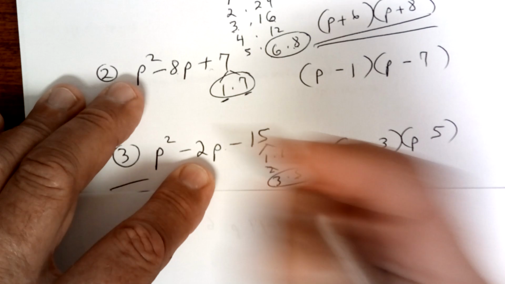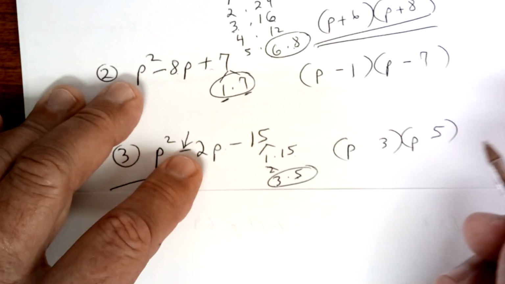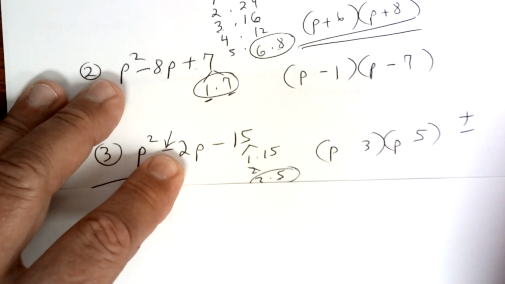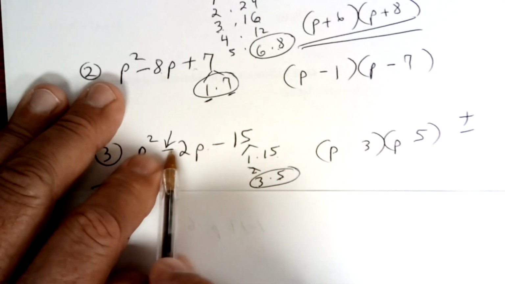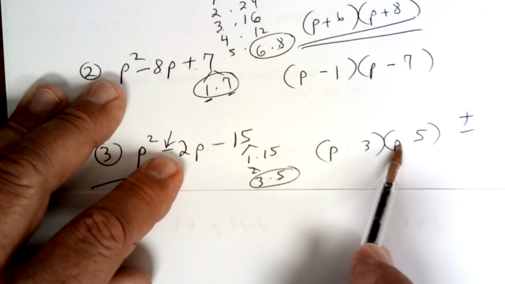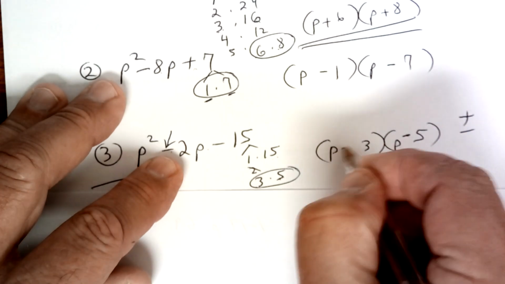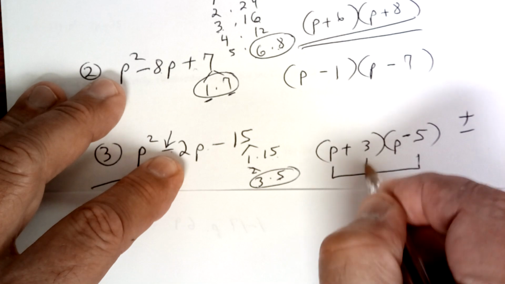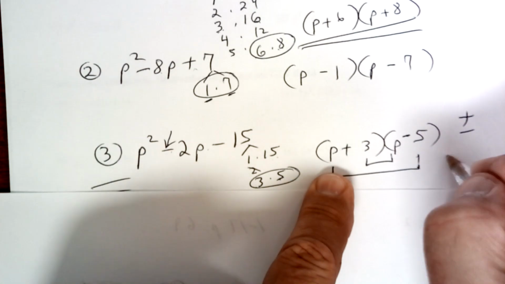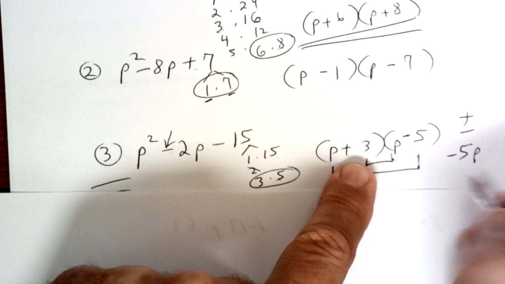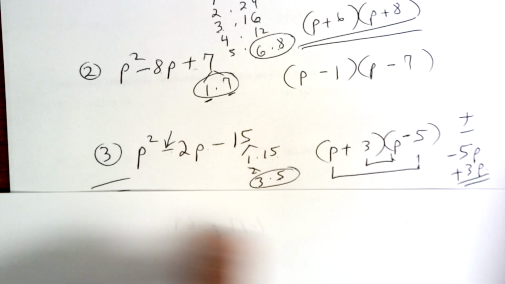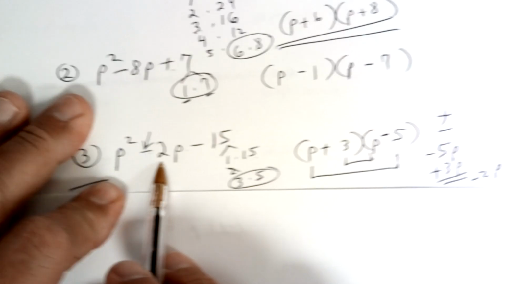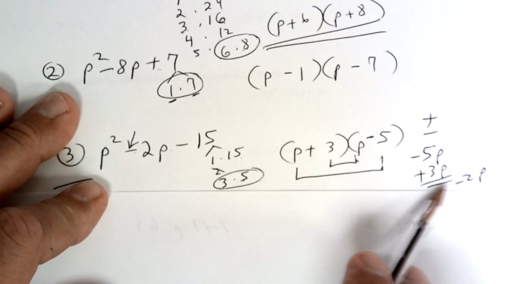Your middle term is a minus. So the question is, who gets the plus and who gets the minus? In this case, whatever the middle term is goes to the bigger one. So since this is a minus, you want the minus here and the plus here. Now before we go any further, you should always check the outer and the inner. That gives me a negative 5p, the outer, and the inner gives me a positive 3p, and that does give me a negative 2p, which is the middle term. Now, if I ended up with a positive 2p, I would have to switch these signs.